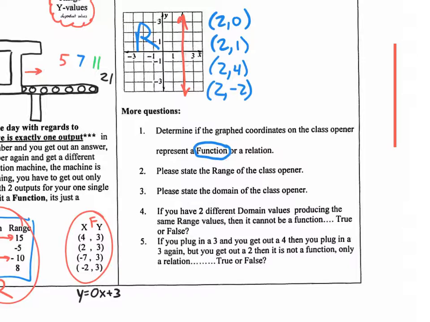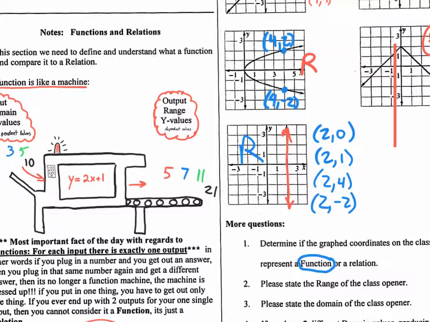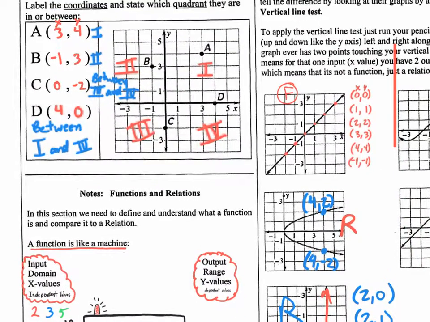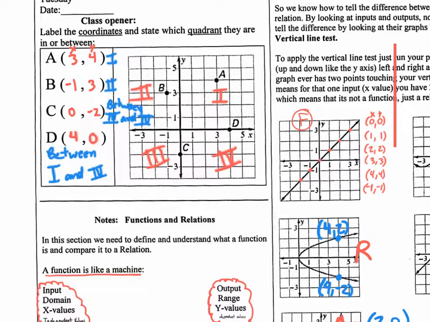Please state the range of the class opener. Well, remember our vocab words. Range is the same thing as outputs. It's the same thing as the y values. They're the same thing as the dependent values. So when we look at the range of the class opener, all we need to state are the y values, 4, 3, -2, and 0.